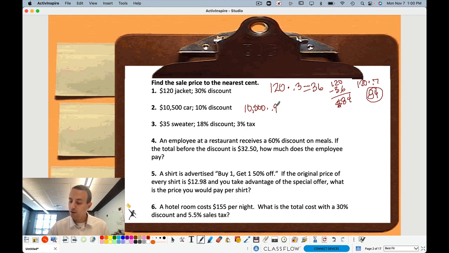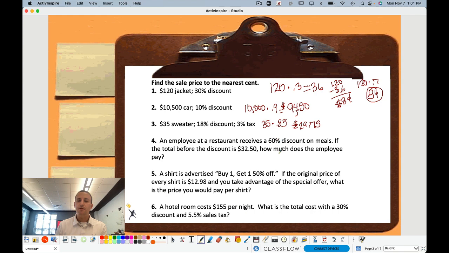Helps if you turn your calculator on first. I get the cost of this new car being $9,450. Okay. If we have a sweater, an 18% discount, 3% tax, we said earlier that would be like multiplying 35 times 0.85. 35 times 0.85 gives us $29.75.